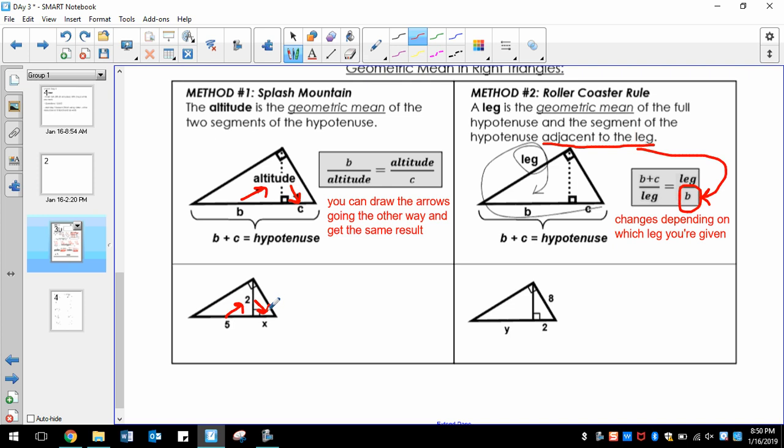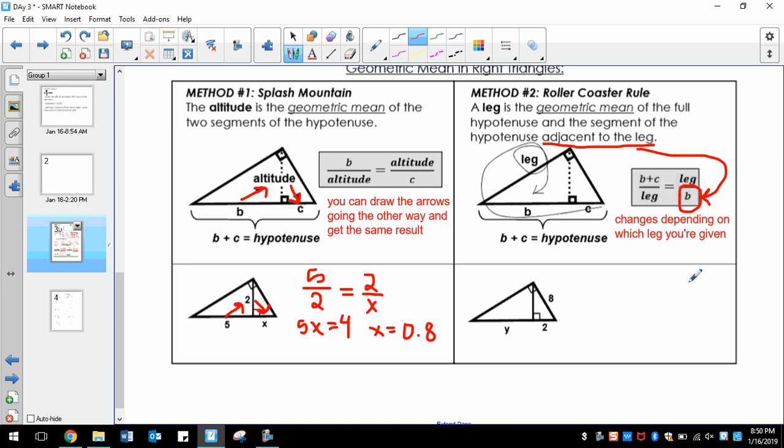Okay, so my proportion, either using the one that you memorized or using the Splash Mountain trick, would be 5 over 2 equals 2 over x. Once you write the proportion, to solve you would just cross multiply. So 5x equals 4. You divide, x is equal to 0.8. There should be an equal sign. X equals 0.8. There we go. All right, now that's example or method 1.